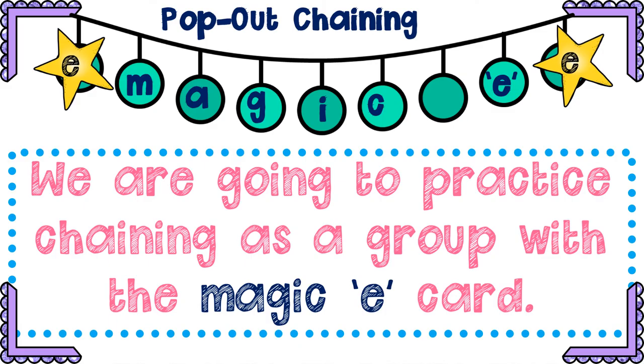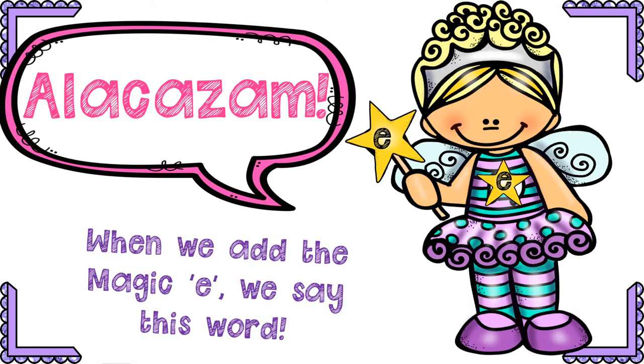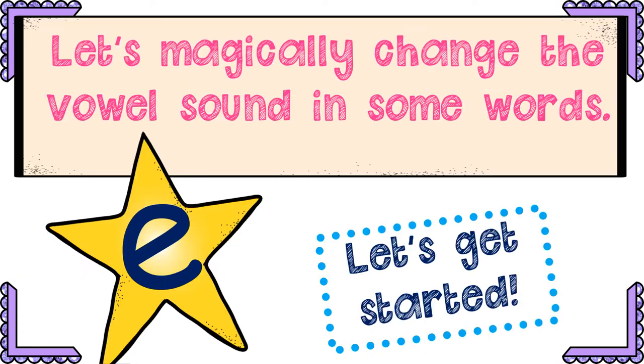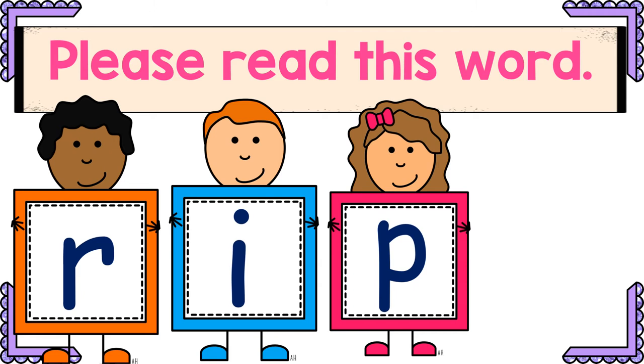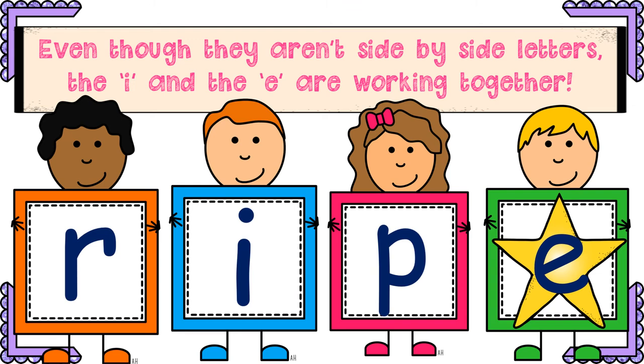Now let's practice chaining as a group with the magic E card. Read this word. Sound it out. Mad. When you add a sneaky E to the word mad, it makes the word made. Great job. It makes that A change from ah to A. So that word becomes made. E magically changes the vowel sound in some words. Read the word rip. Now what would happen if we put a sneaky E at the end? It would change that I sound, right? It would say I, and the word would be ripe. Awesome job.